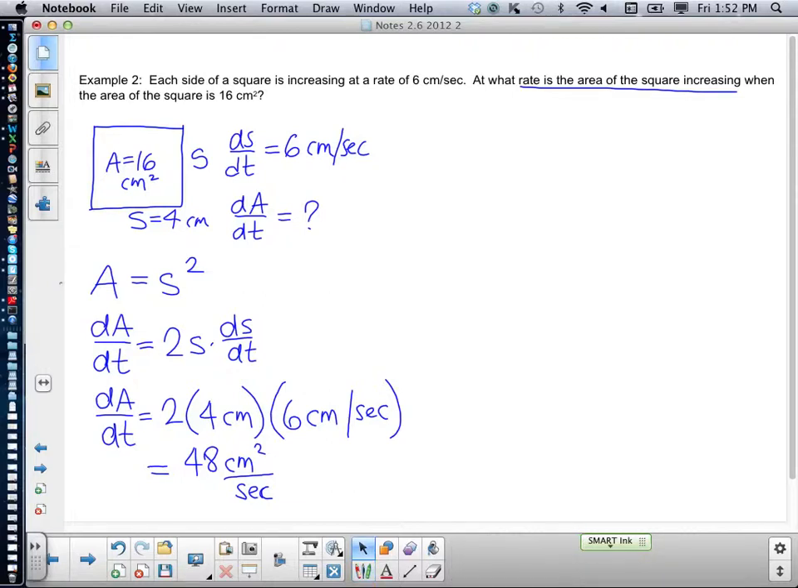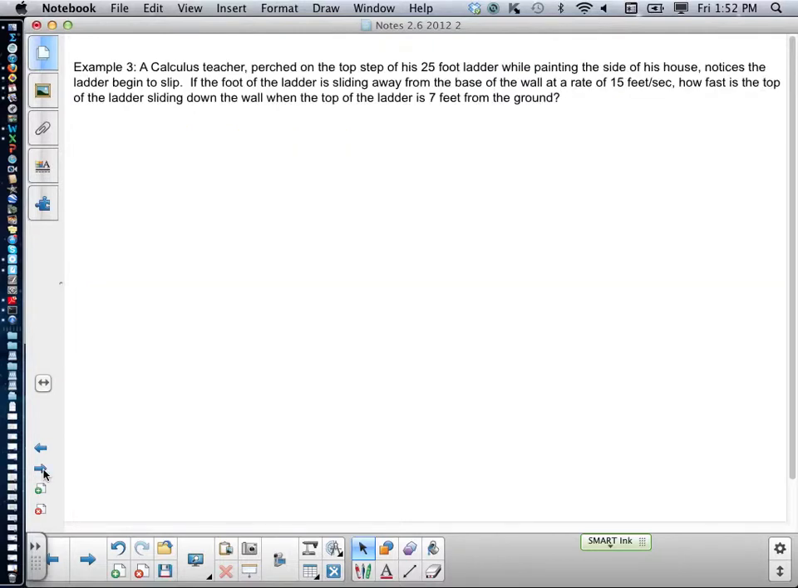Okay, so let's go to example 3. Let's try the next one. Successive approximations, guys. All right, now we have a calculus teacher perched on the top step of his 25-foot ladder. That's not a good idea. The ladder says right on it, warning, do not go above this. He's at the top step of his 25-foot ladder while painting the side of his house. He notices the ladder begins to slip.